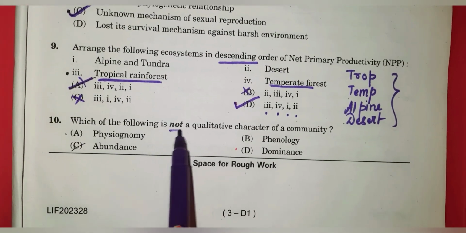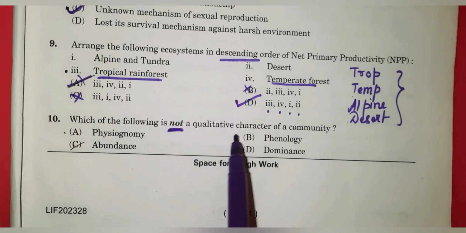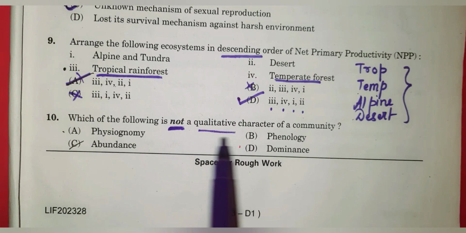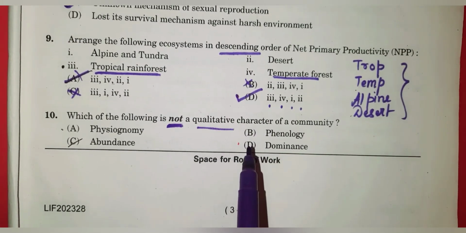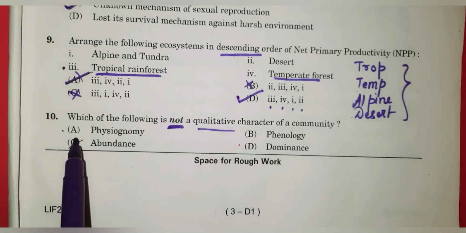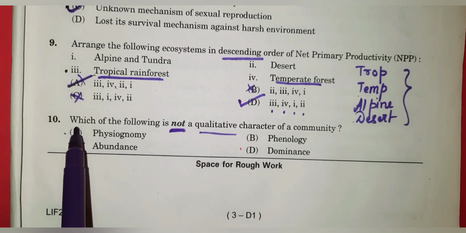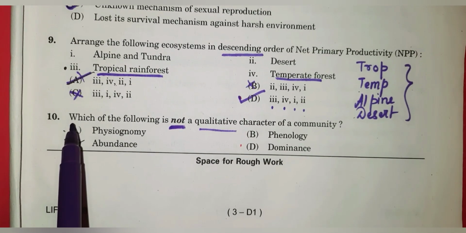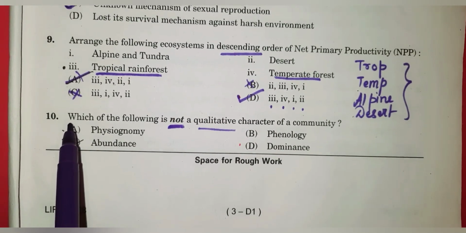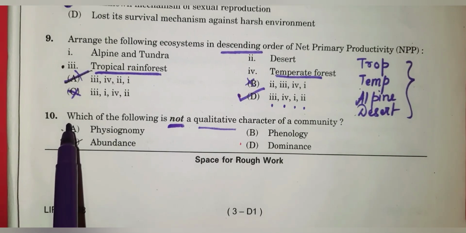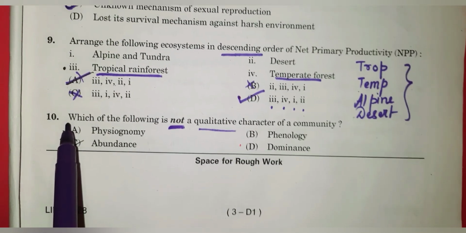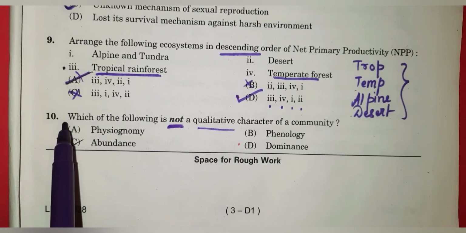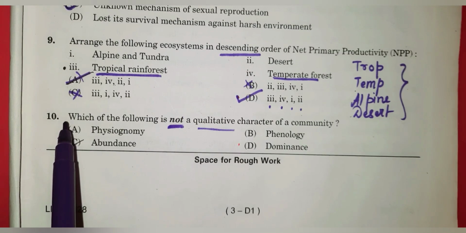Okay, coming to the next question. Which of the following is not, mind it, not a qualitative character of a community? Qualitative, not quantitative. Qualitative character of a community. Okay, first physiognomy, second phenology, third abundance, and fourth dominance. Okay, so what is physiognomy? Physiognomy is the overall structure or physical appearance. So this is one qualitative character, of course. It shows us the quality of the community, isn't it? The overall structure or physical appearance.